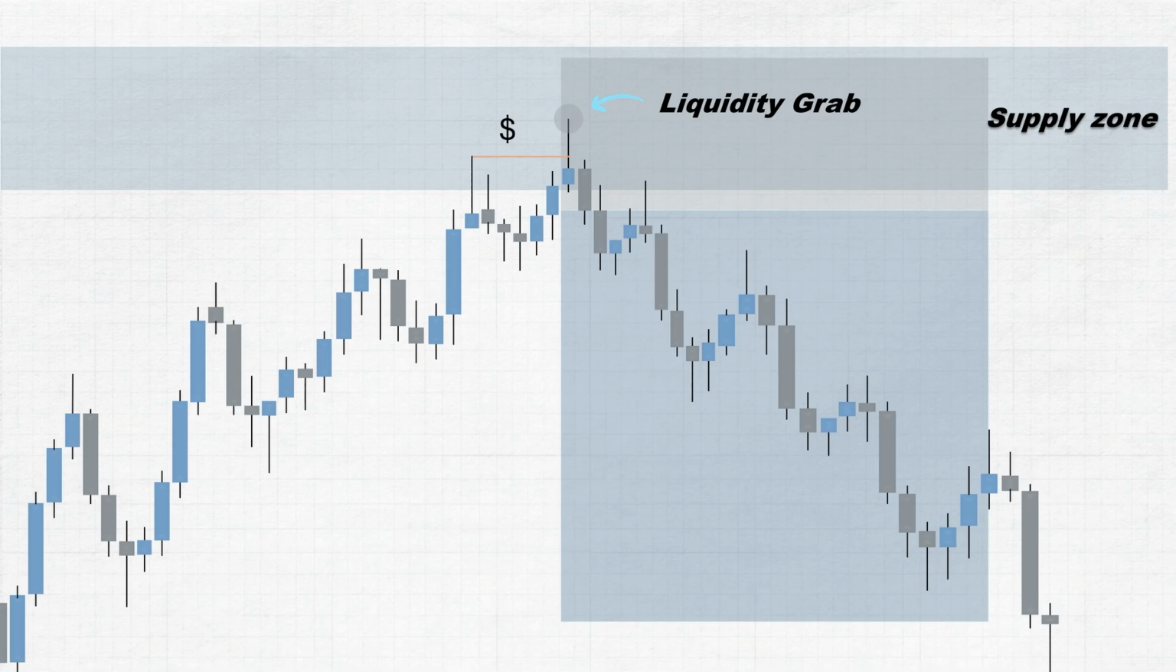Focus on high-quality setups, manage your risk properly, and avoid forcing trades. If you stick to these principles, supply and demand trading can become a powerful and consistent part of your strategy.